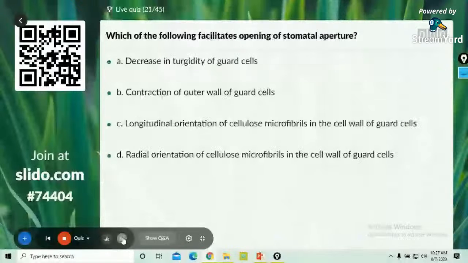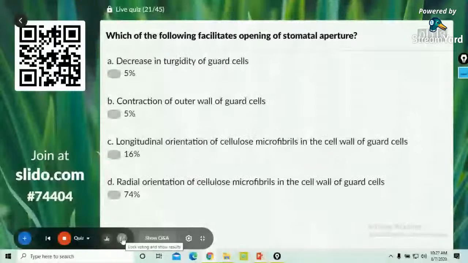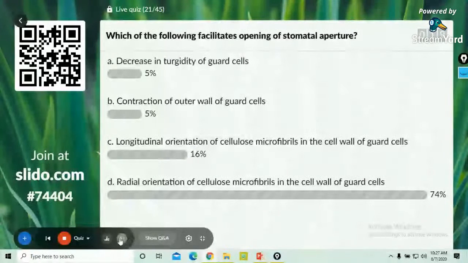21st question. Which of the following facilitates opening of stomatal aperture? Decrease in turgidity of guard cells, contraction of outer wall of guard cell, longitudinal orientation of cellulose microfibrils in the cell wall of guard cell, D. Radial orientation of cellulose microfibrils in the cell wall of guard cells. Yes, 74% with the correct answer. What facilitates opening of stomatal aperture is the radial orientation of cellulose microfibrils.